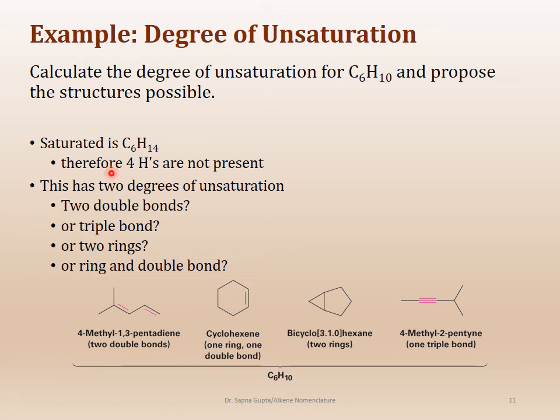With all of these possibilities, here are the structures that are possible for C6H10. Here we have 2 double bonds, here we have a triple bond, here we have a bicyclic structure, and here we have a ring and a double bond. You can draw another constitutional isomer for cyclohexene. You could have cyclopentene with a methyl group. That's a whole different thing.